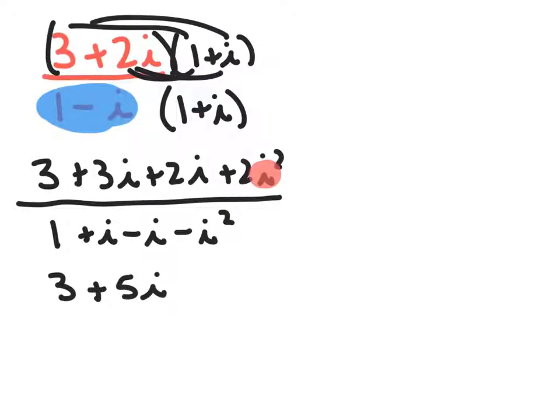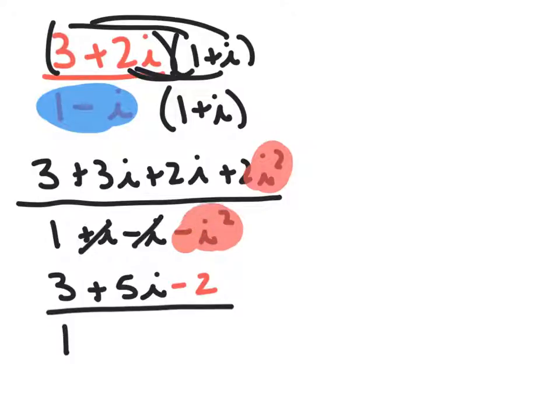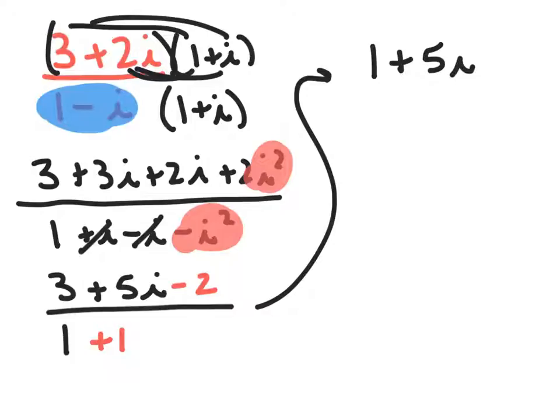Take a look at what I got here. I love this little i squared, minus 2 there. Down below I have 1. That cancels with that. Hey, check this out. This is exactly why I did it. That thing turns into a plus 1. And so when I rewrite this, I get a 1 plus 5i all over 2.